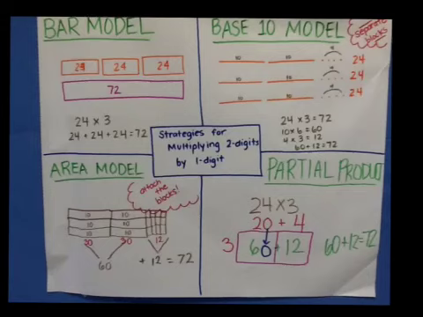Students in 3rd grade have learned 4 different strategies for multiplying 2 digits times 1 digit. They're expected to understand all 4 models, and again, for many students, this gives them the opportunity to see multiplication in different ways. For example, while some students might understand the algorithm that many of us learned for multiplication, sometimes students don't, and the bar model in this case might help them, or partial product or base 10.